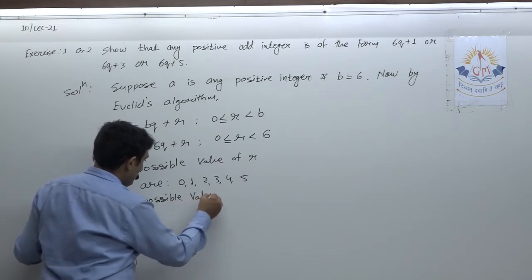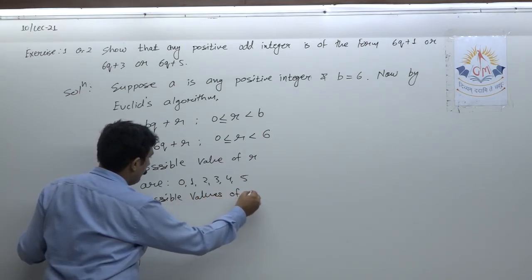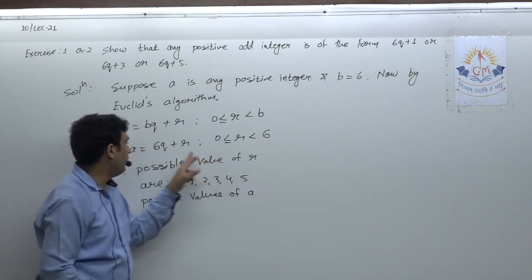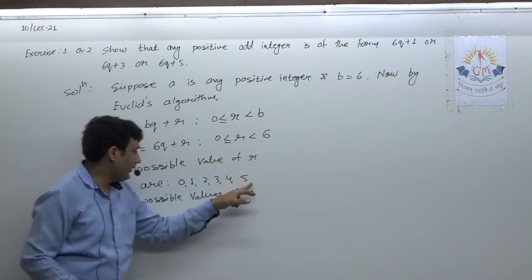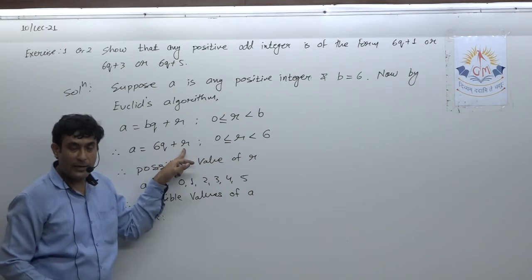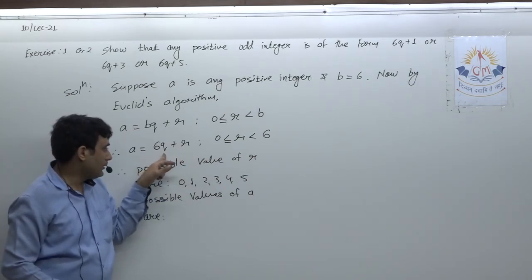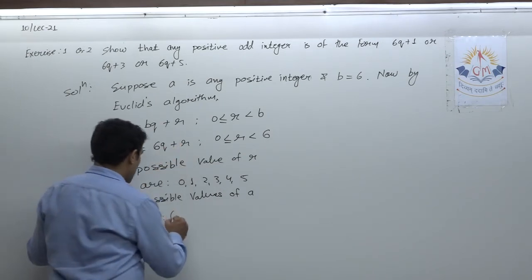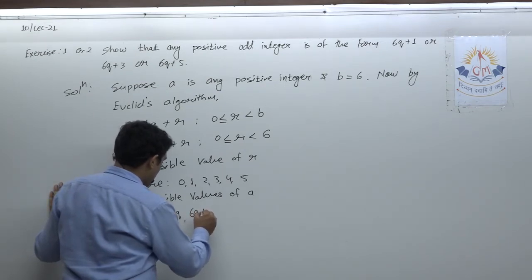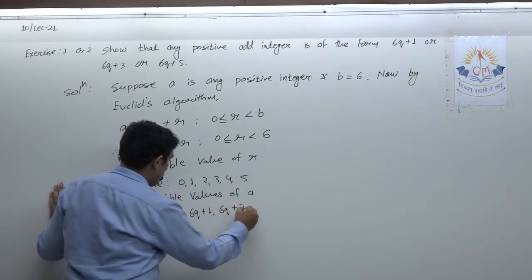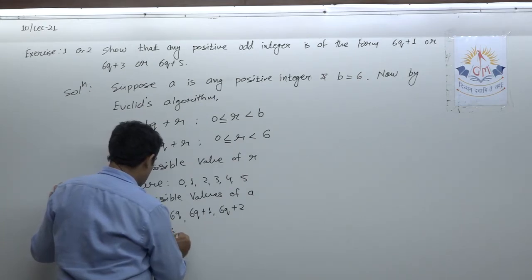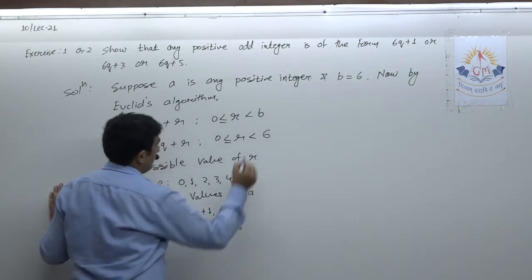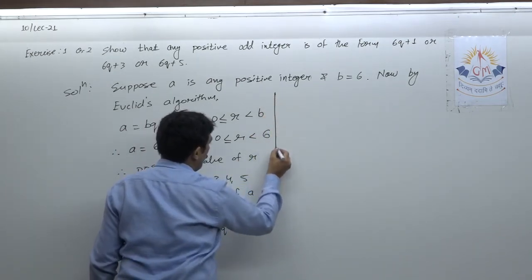Therefore, possible values of a are as follows. Now as these are the possible values of r, when we put these values in place of r, I get the possible values of a, that is 6q, then 6q plus 1, then 6q plus 2, up to 6q plus 5. So 6q, 6q plus 1, 6q plus 2, 6q plus 3, 6q plus 4, 6q plus 5. Okay, these are the possible values of a.